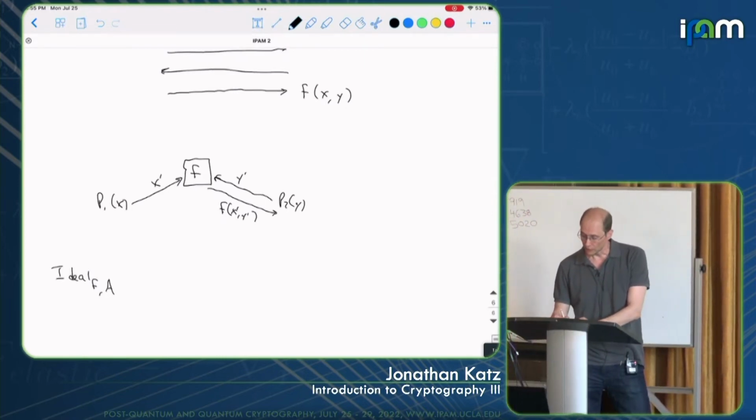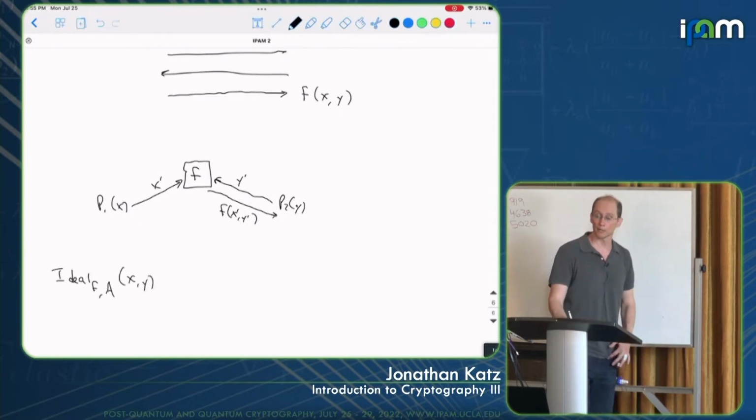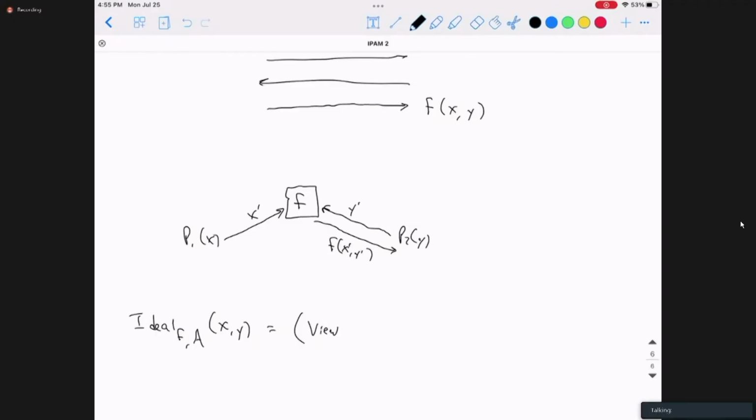So we can look at a distribution, ideal_{f,A}, when the initial inputs of the parties are x and y. And what this is going to be is basically the view of the corrupted party, let's call it the view of A, along with the output of the honest party, I'll just write H for the honest party. Okay? So what this means is that, again, I'll work with the example where A corrupts P1.